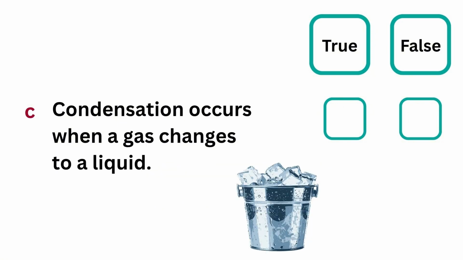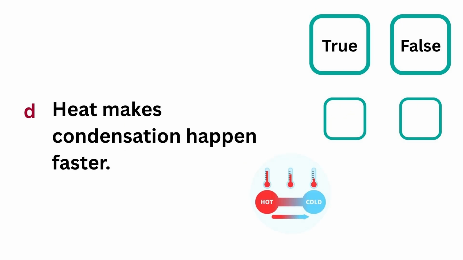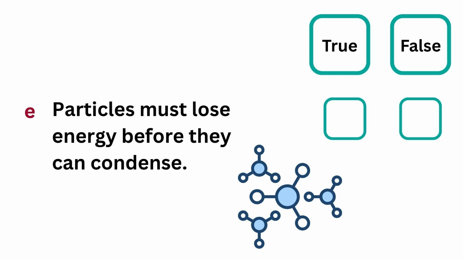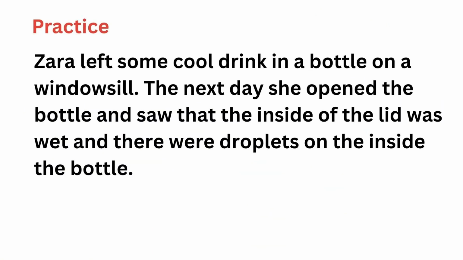C. Condensation occurs when a gas changes to a liquid. True. D. Heat makes condensation happen faster. False. E. Particles must lose energy before they can condense. True. Practice. Sarah left some cool drink in a bottle on a windowsill.